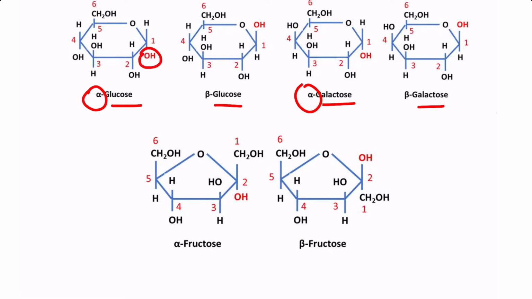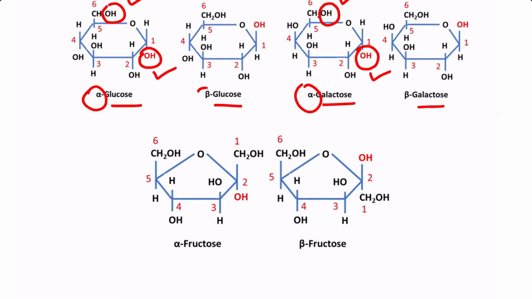So this hydroxyl group that is attached to the C1 and the hydroxyl group that is attached to the C6, this one, are placed on opposite sides of the ring, right? This OH and this OH are placed on the opposite sides of the ring. So they are in the alpha configuration.